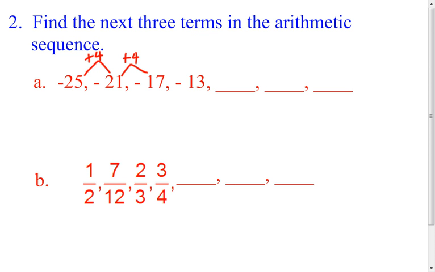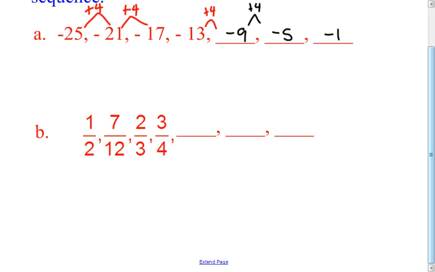If you're at negative 13, you will add 4. And when I add 4 to negative 13, I get negative 9. And when I add 4 to that, I get negative 5. And when I add 4 to that, I get negative 1. Okay? Then, of course, when you have fractions, they get to be a little bit trickier, but you can do this. You have to first of all figure out what are you adding and subtracting each time. I'm telling you it's arithmetic, so I want you to take 7/12 and subtract the previous number, which is 1/2.